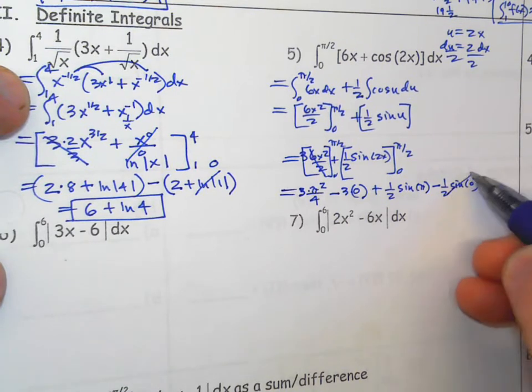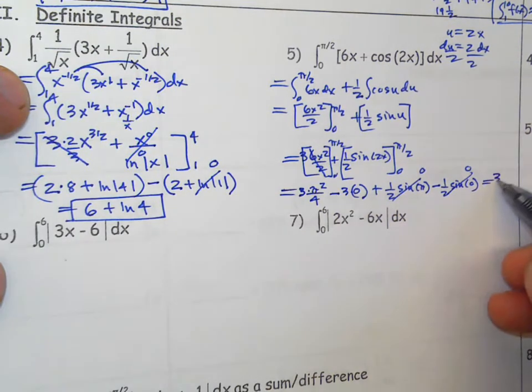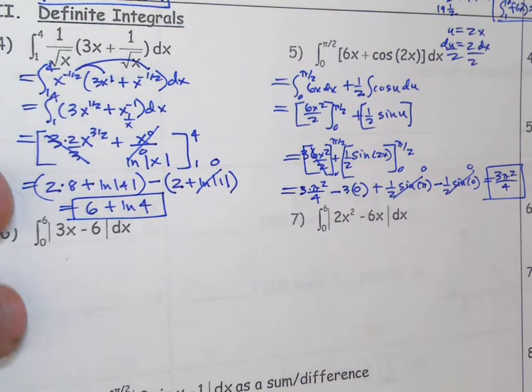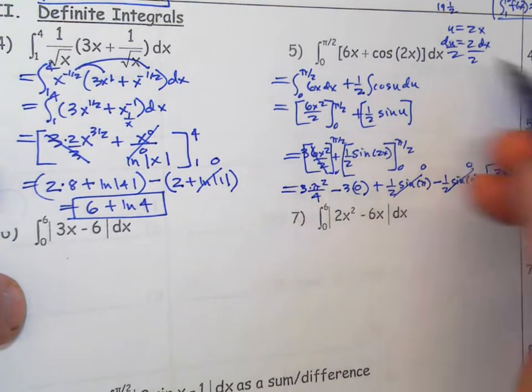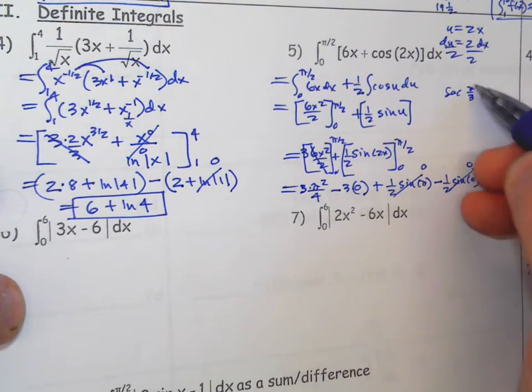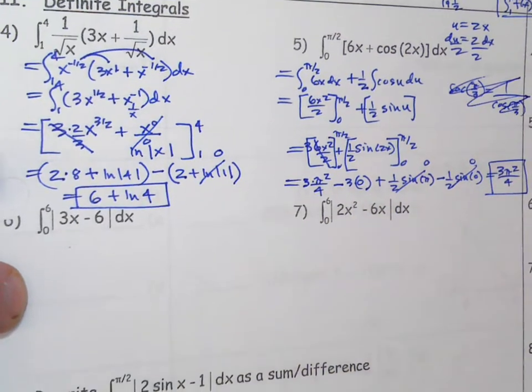Now sine of 0 is 0. Sine of pi is actually 0. Your final answer is 3 pi squared over 4. Don't lose the squared on the 4. Just know your trig. And if you have reciprocal trig like secant of pi over 3, well, you need to know that's 1 over cosine of pi over 3. And then you need to know your cosine pi over 3 value. And so forth. That's just a little side note.